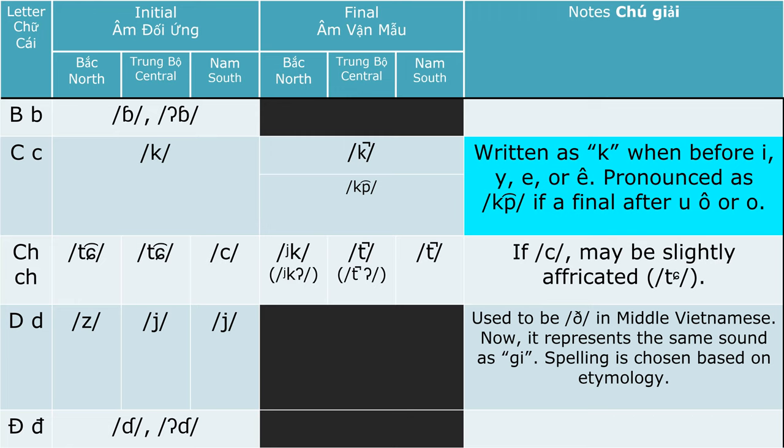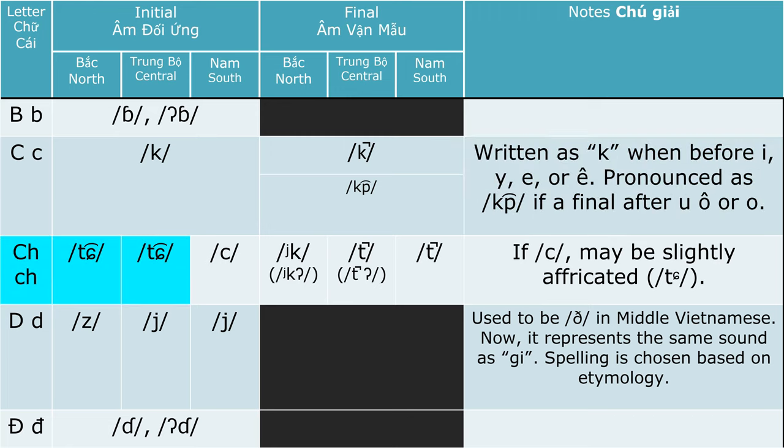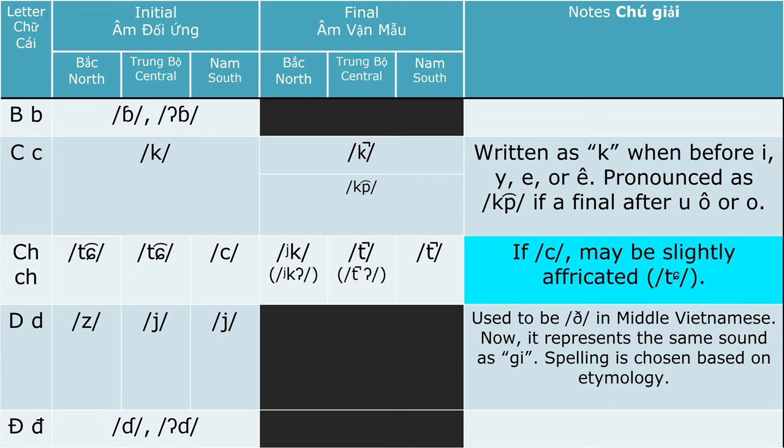At the end of a syllable, C is pronounced as ok if it follows U, O circumflex, or O, and as ak in any other case. So. CH may be pronounced as ja in Southern accents. Northern final sound, i. Central and Southern final sound, a. If CH is pronounced as a ja sound, it may be slightly affricated by some speakers as ja.